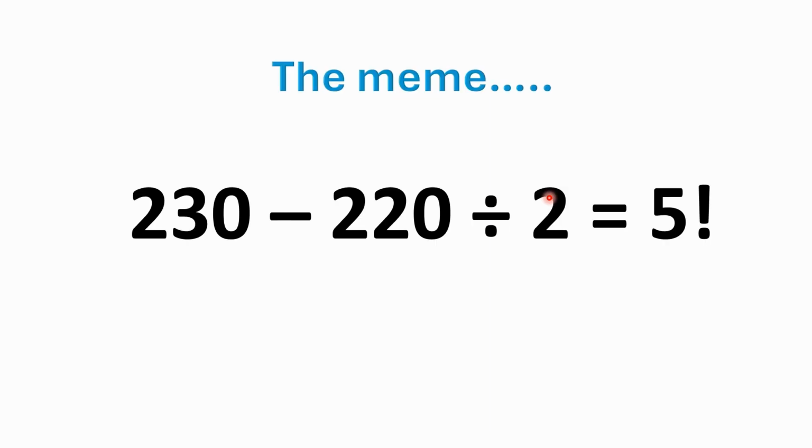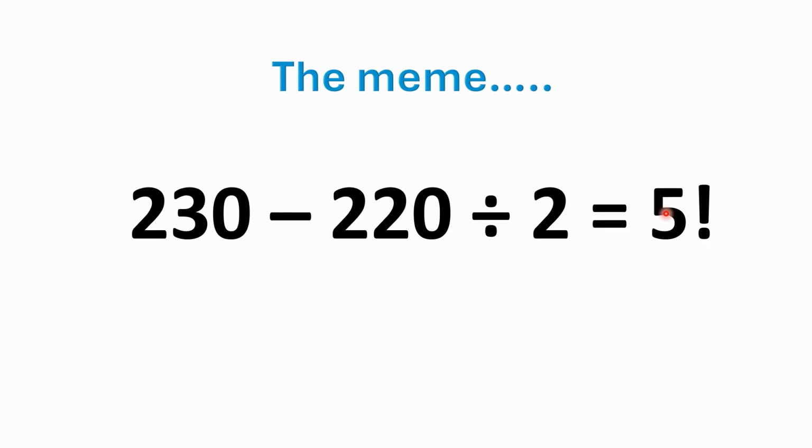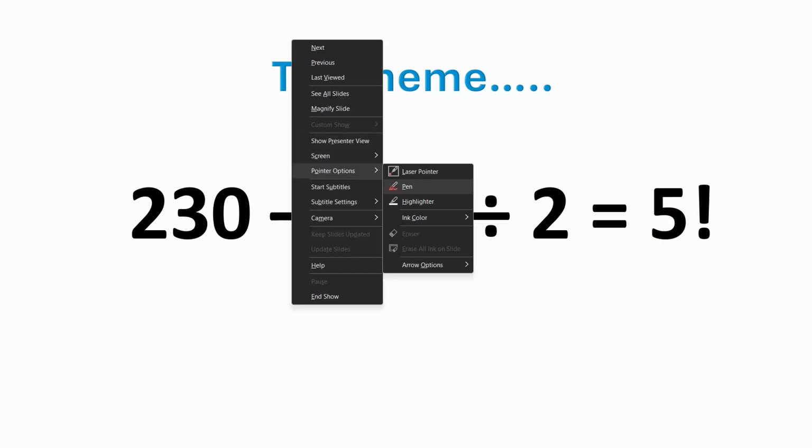Now we're going to go to what is known as the meme. What a lot of people have seen on the internet is 230 minus 220 divided by 2 equals 5 with an exclamation mark. And what they're failing to remember is that 5 exclamation mark is known as a factorial. 5 factorial is equal to 5 times 4 times 3 times 2 times 1, which happens to equal 120.